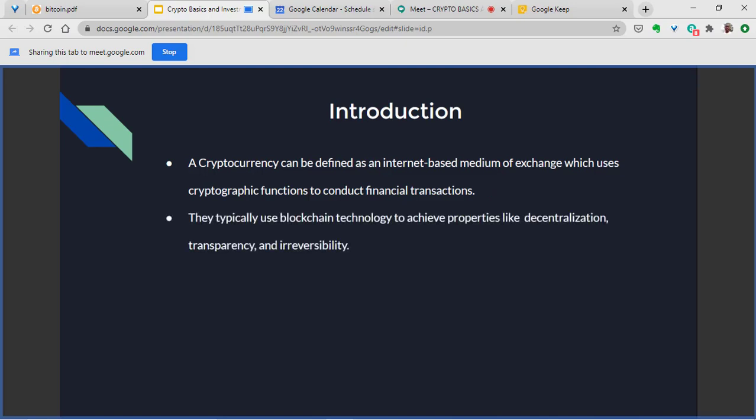Cryptocurrencies use blockchain technology to achieve some unique properties like decentralization, transparency, and irreversibility. I won't dwell too much on this. This is just introduction. Let's just keep this in mind. We'll talk more about this later.